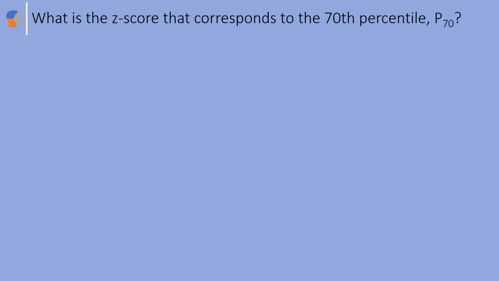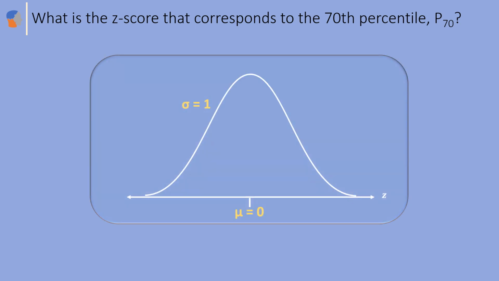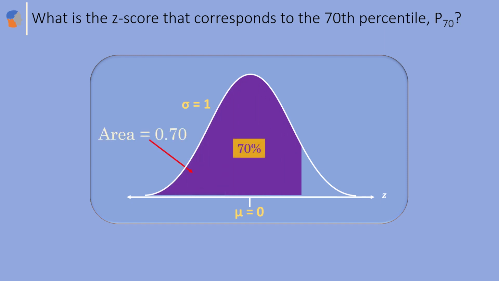What is the z score that corresponds to the 70th percentile? The notation is P70. Yes, this is the standard normal density curve. Then what is the 70th percentile? We can show it like this. Here, the area from the left corner is 70%. Again, for percentiles, you always consider the area from the left corner. Right. Now, we need to find this z value. That is the P70.